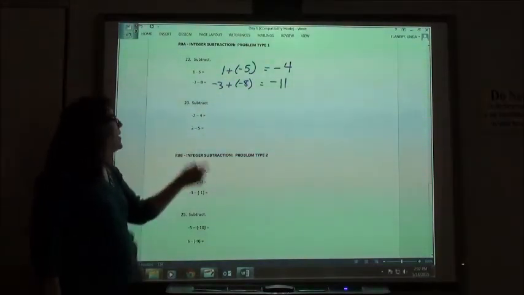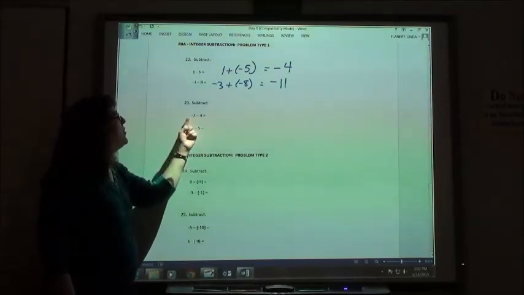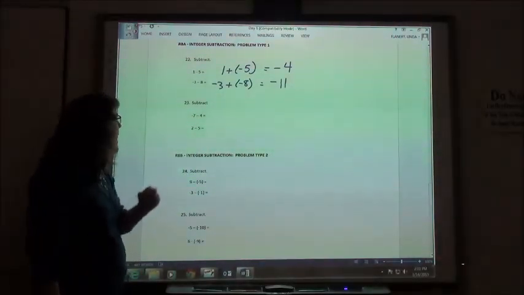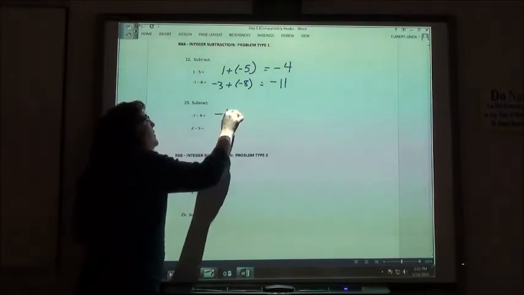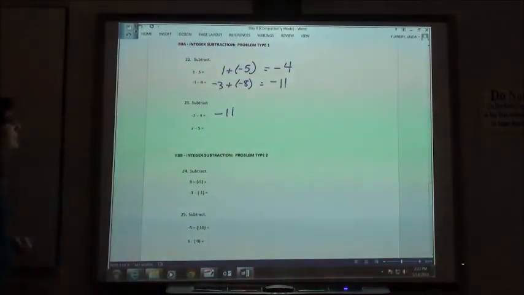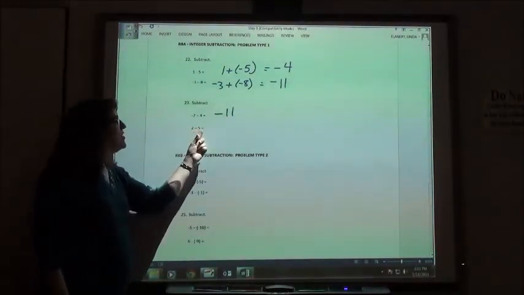So number 23, I have negative 7 minus 4. They both have minus signs in front. I'm going to add and keep my sign. Negative 11.